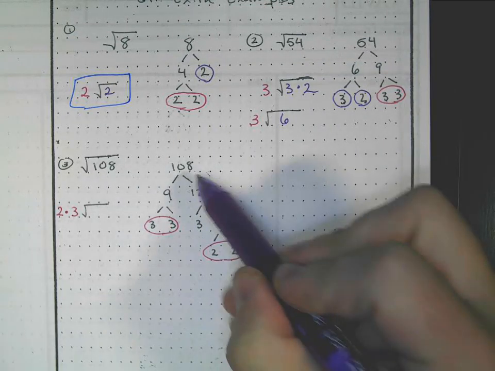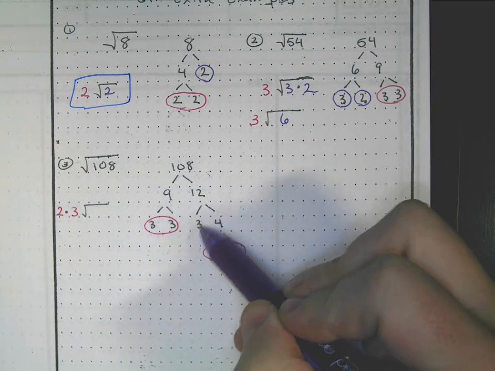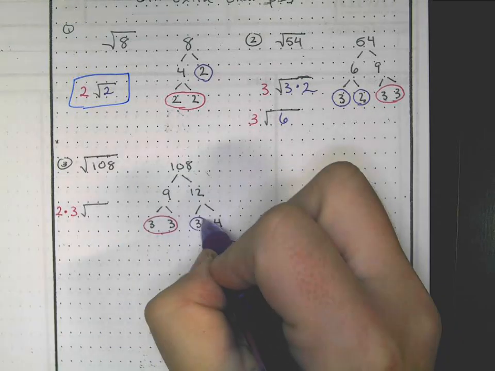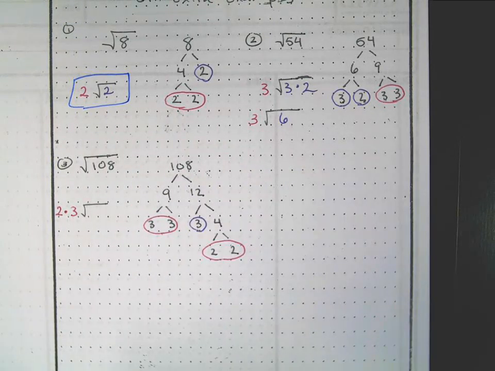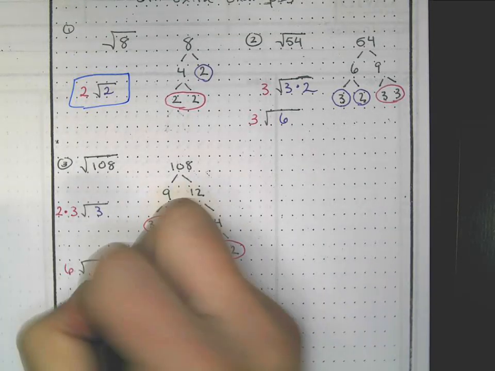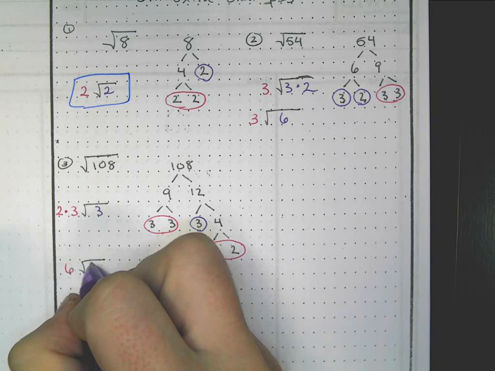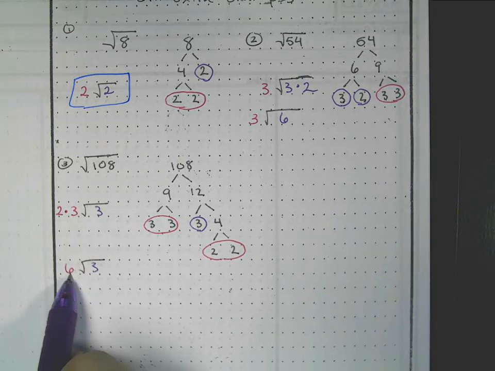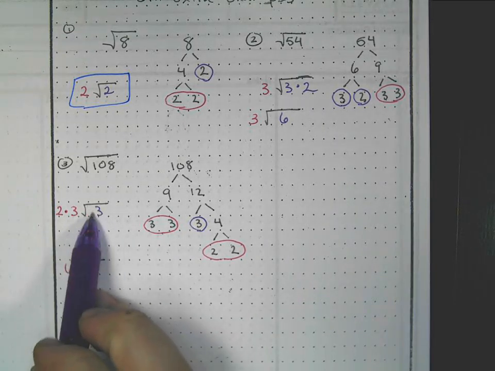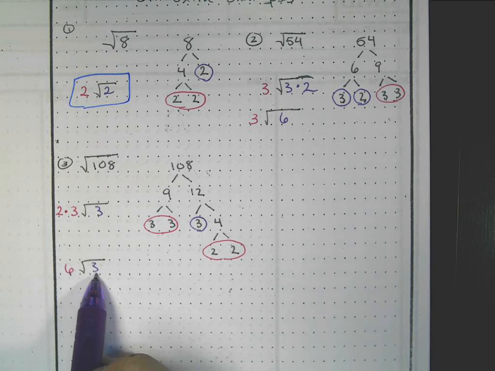Now I have this singular, if I follow this trail, it ends right here with that 3, so I've got to keep track of that 3. So that singular 3 goes inside. And now we'll have 6 square root 3. 2 times 3 is 6. And this has nothing else to multiply on the inside, so it stays the same.